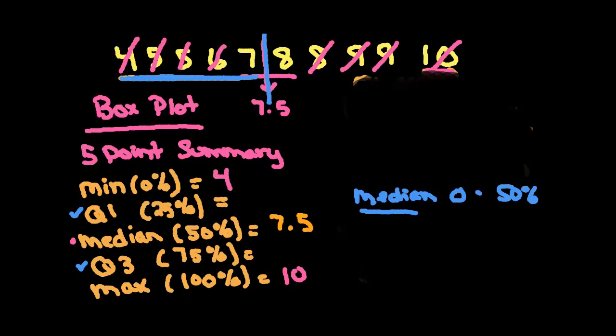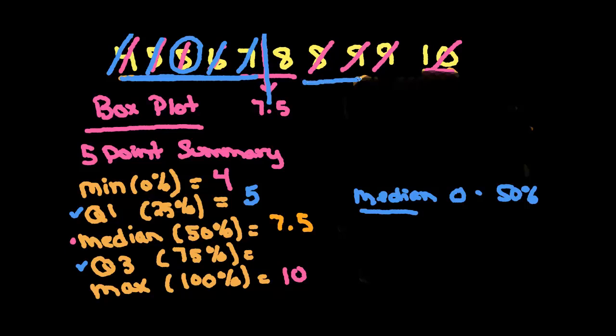So I'm going to cross off a high and a low pair, and this time I'll do it in blue. I'm going to cross the 4 off with the 7, the 5 off with the 6, and the middle number that would be left on that side is a 5. So that becomes my Q1.